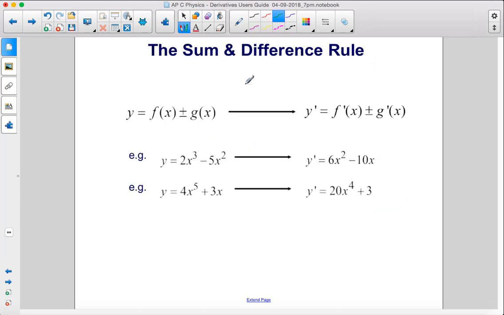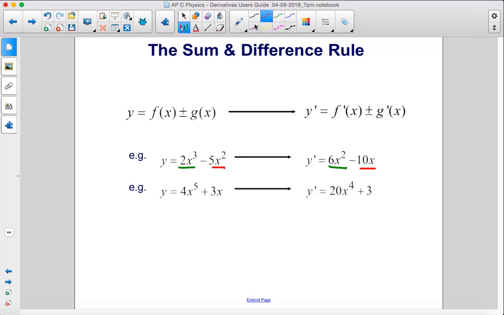The sum and difference rule. If your function is an addition or subtraction of two separate functions, then the derivative of your main function will be the derivative of each of those functions added or subtracted together. For example, if y equals 2x cubed minus 5x squared, just take the derivative of each portion and keep that negative sign. So 2x cubed has a derivative of 6x squared. Then we have 5x squared, and its derivative becomes 10x to the first power, and we still have our subtraction sign.